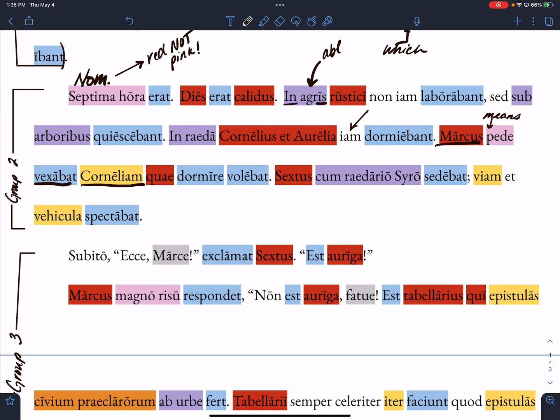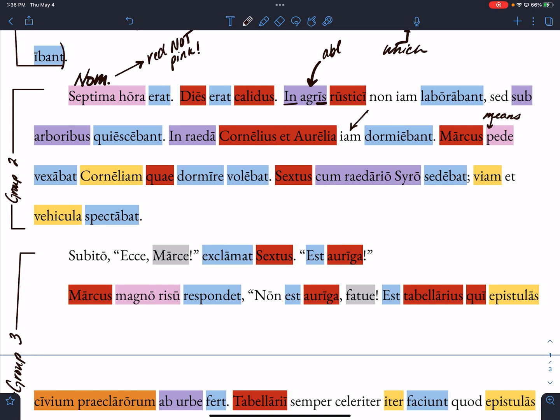Cornelia, who... Now, what tense is volebat? Imperfect. Okay, was wishing to sleep. Okay, any questions on that chunk? Is it resting on the trees? Resting under the trees, yes. Trees, yes, plural. Okay, next.